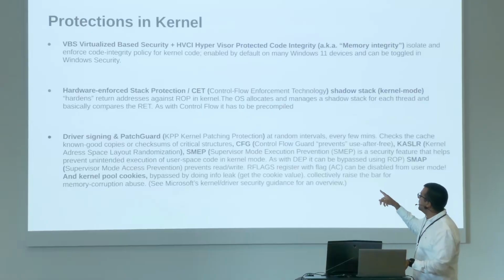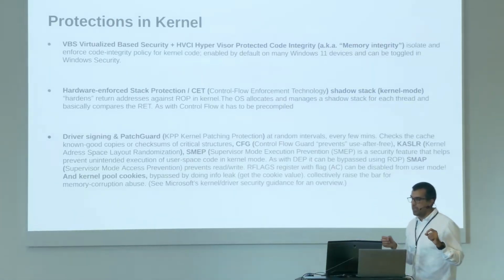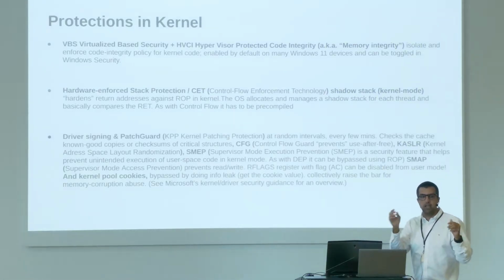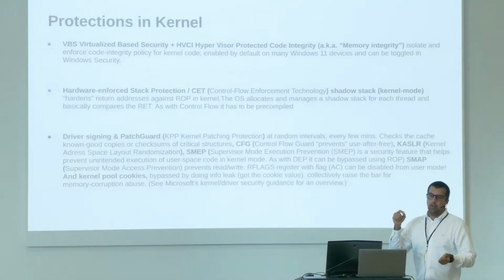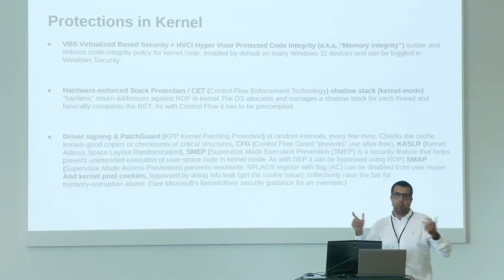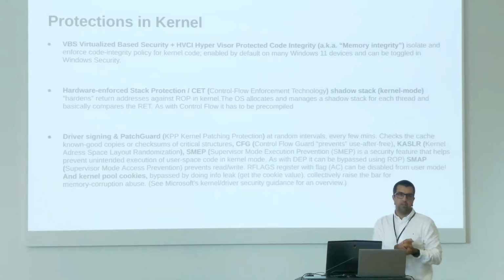Then you have PatchGuard, or KPP, Kernel Patch Protection, which at random intervals looks into specific places, specific critical functions of the kernel, and if it finds that something has been modified, blue screen of death. And you don't know when it's going to run. So a way to bypass this is to modify it, do your thing, and then modify it back.